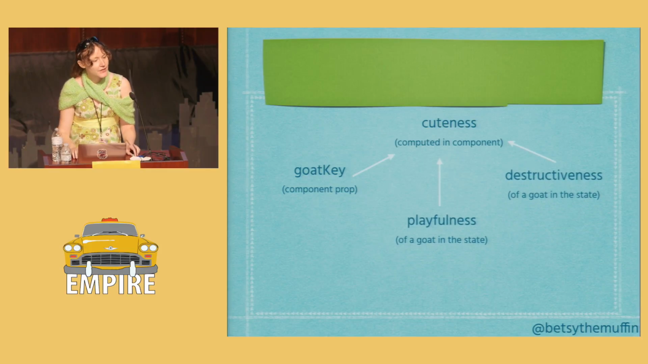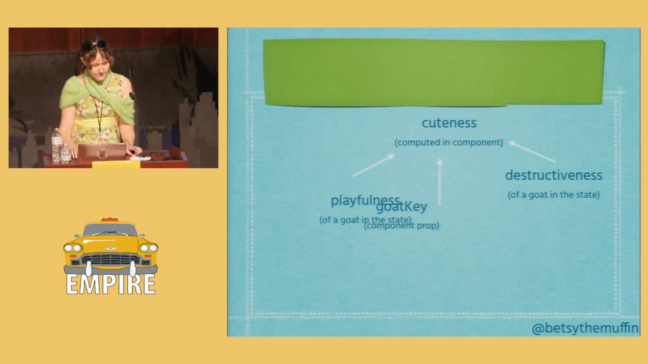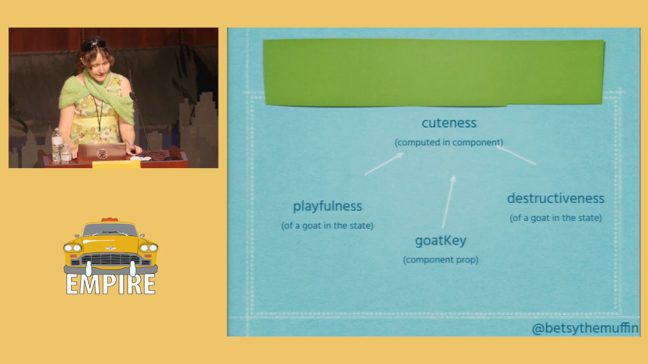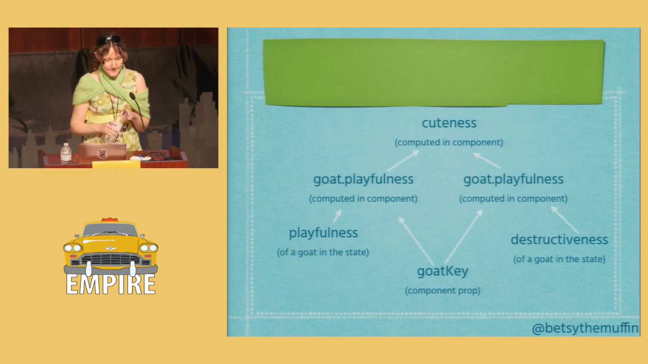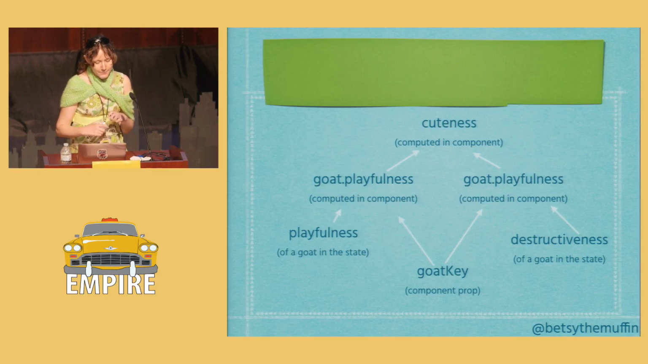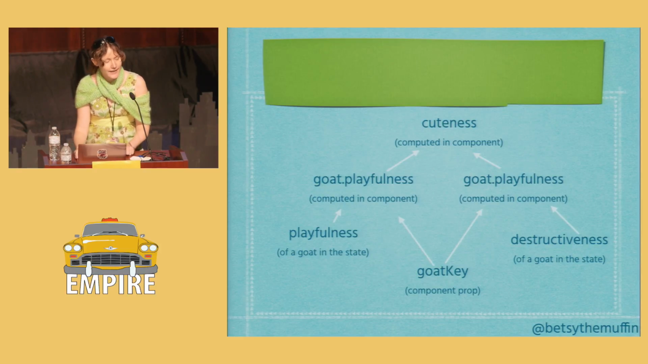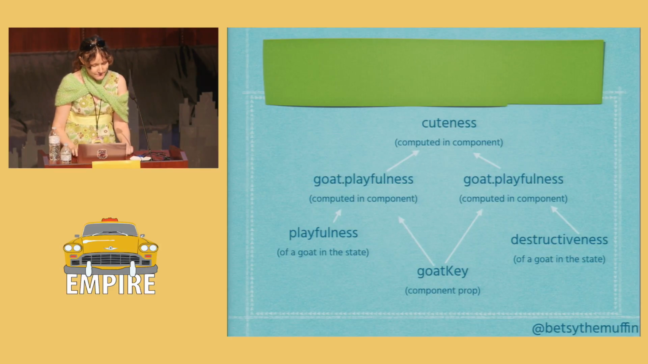But how did the dependency tree look when we were using the utility function approach? It was a little more twinned. We combined the key with playfulness and destructiveness individually, and then used those to drive cuteness. This technically has more pieces, but each of the pieces is a little more understandable. We're optimizing here for humans rather than for math.